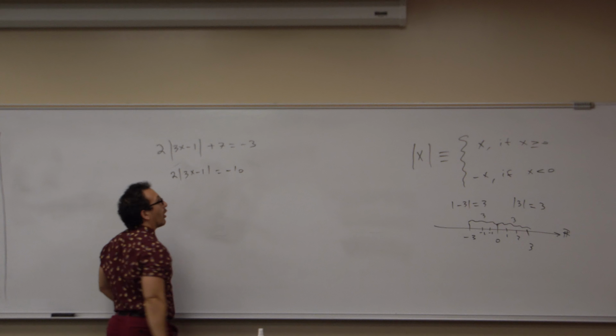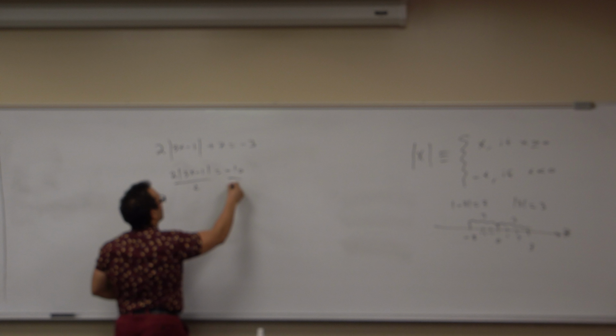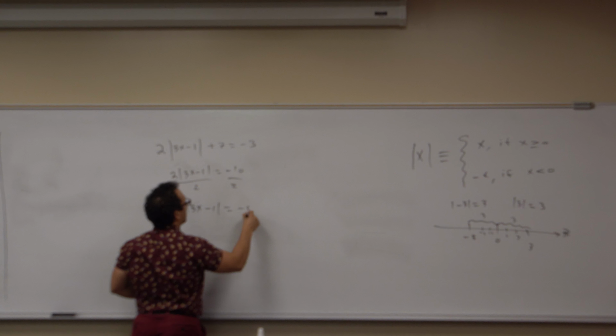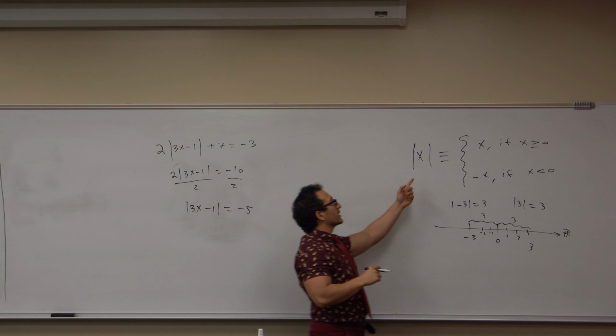Now to almost set up the absolute value definition, I have to divide both sides by the number 2. Divide by 2, divide by 2. Now I get 3 times the absolute value of 3x minus 1 is equal to negative 5. Now we can apply the absolute value definition here.